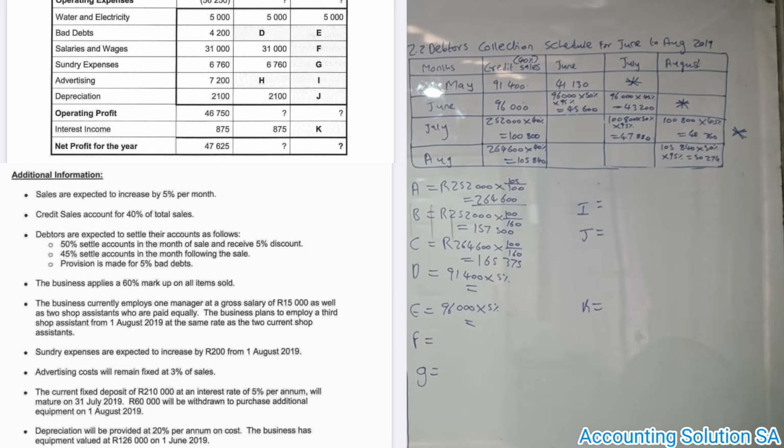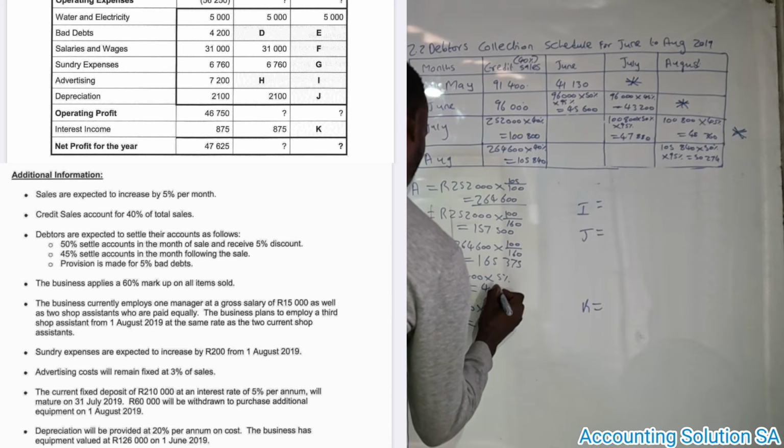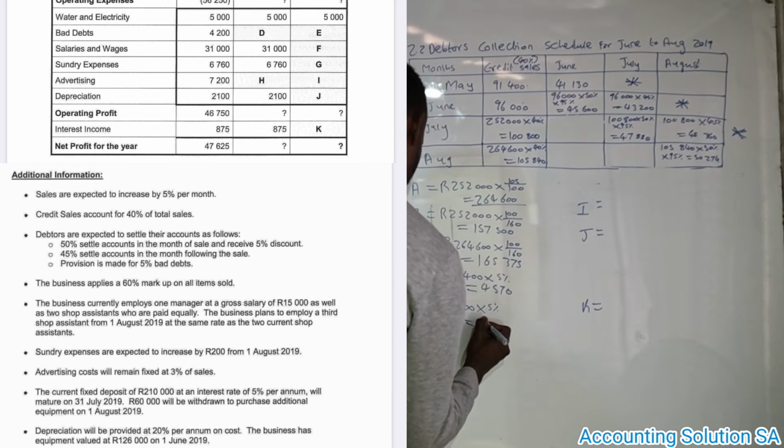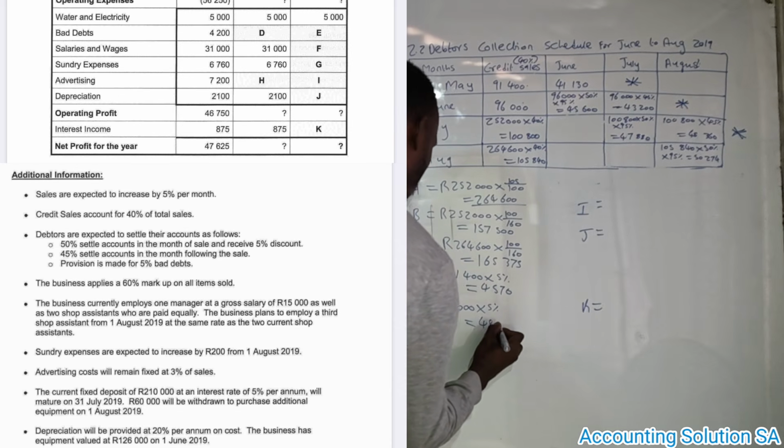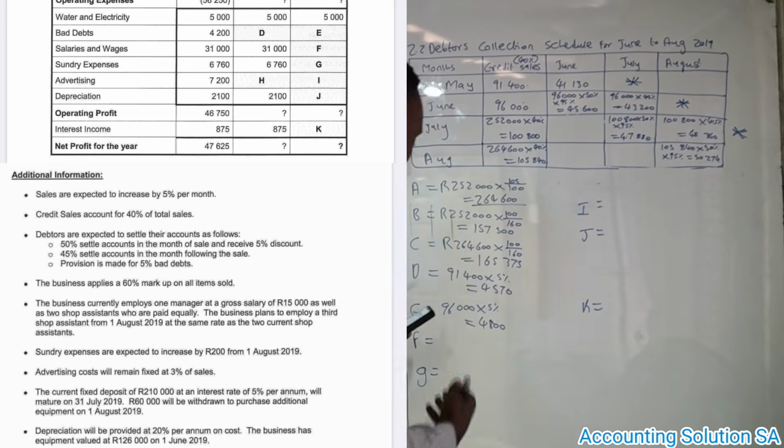Don't make a mistake and show bad debts, guys, under a collection schedule, only under projected income statement. Under cash budget is not part of it. Okay, then it's gonna be here, it's gonna be 4,570, and this one is gonna be 4,800. Very simple.